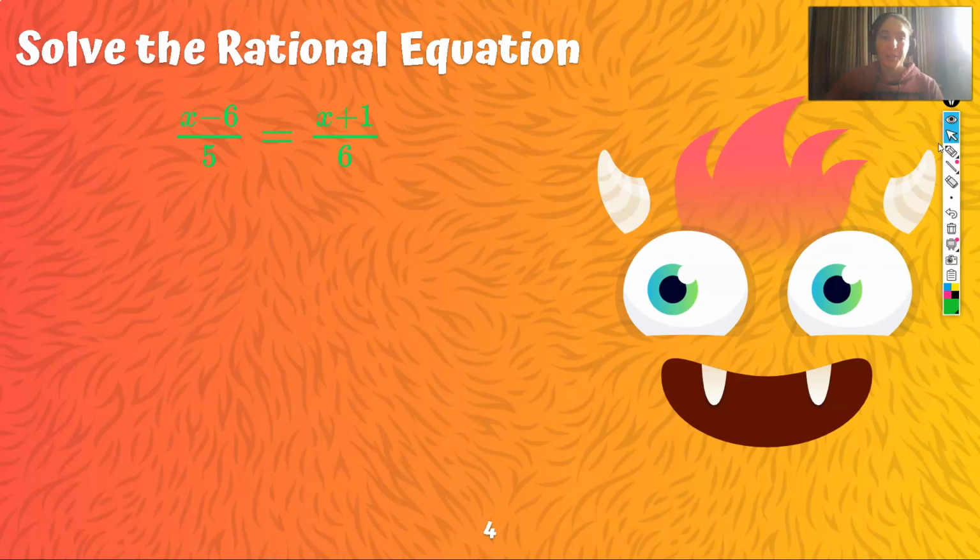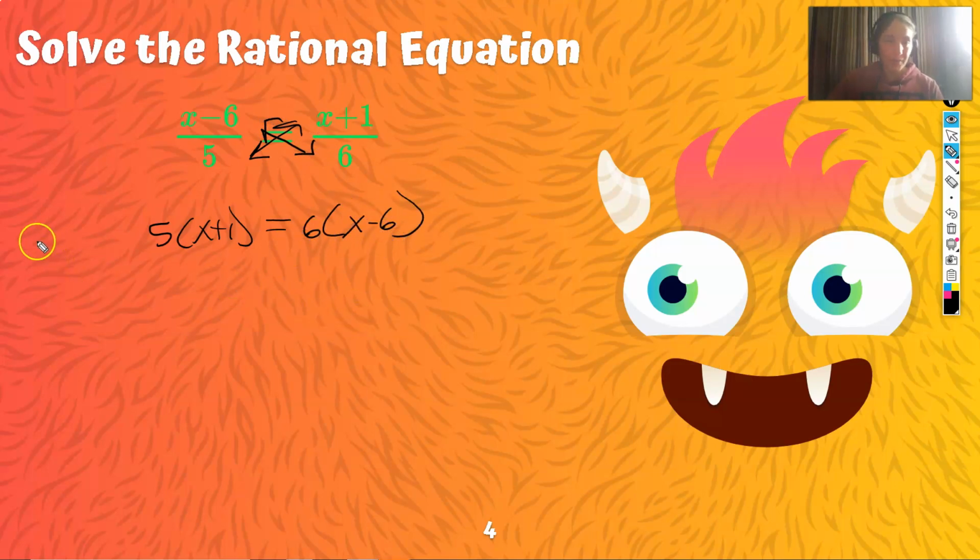Okay, let's apply that to something else. Now I do have a cross multiplication situation. I have one ratio or proportion equal to one ratio, or one rational equal to one rational. So in this case, I can cross multiply. I cross multiply that diagonal, and that gives me 5 times x plus 1. And then I multiply across on this diagonal. That gives me 6 times x minus 6.